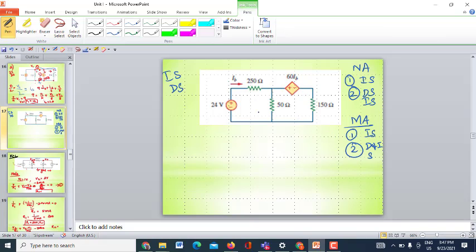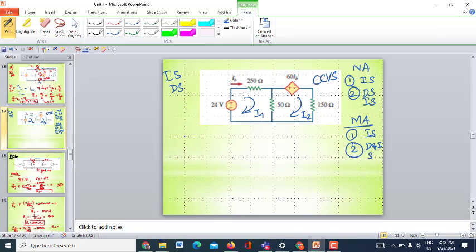So how many meshes do we have? What is a mesh? A mesh is a special loop which does not have any inner loop. So let me take this as I1 and this as I2. When I write the equation, I need to find IB. And see here, I have a dependent source, which is a voltage source with a polarity, and it is a current controlled voltage source.